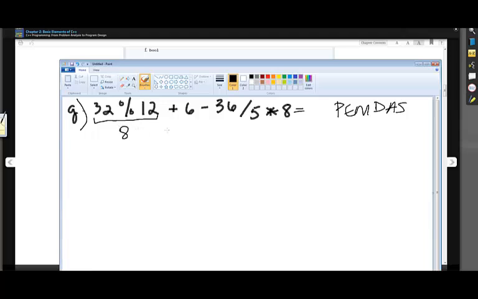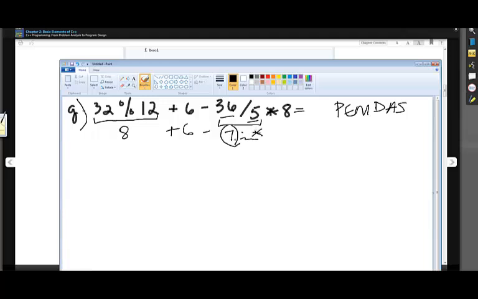And then you come over here, I'm going to just rewrite this. I'm going to bring down this plus 6. The next order of precedence is 36 divided by 5. 5 goes into 36 7 times, with some decimal part. I don't really care about the decimal, because 36 is an integer and 5 is an integer. So I'm just going to use the 7 only and drop off the decimal.